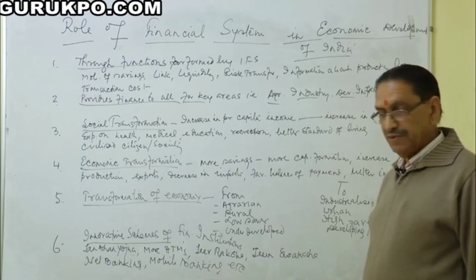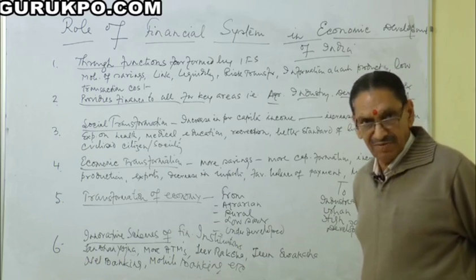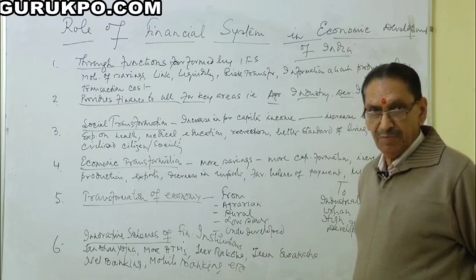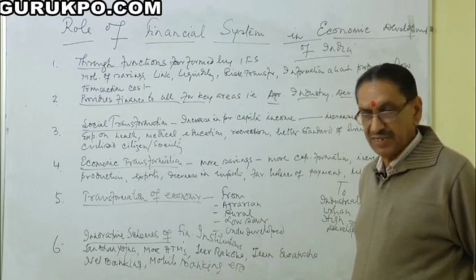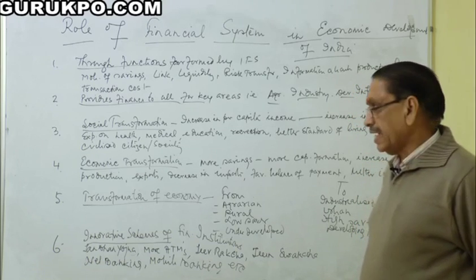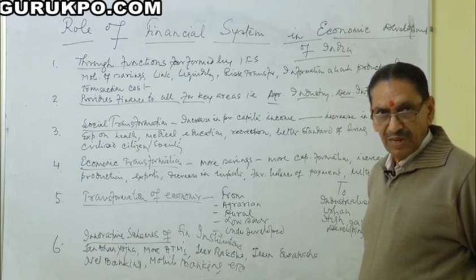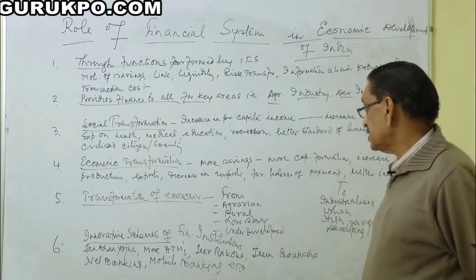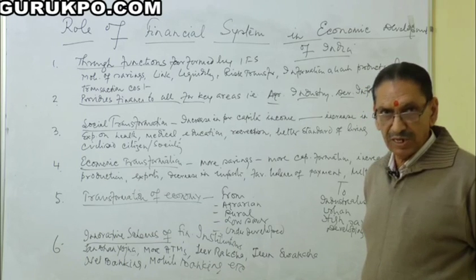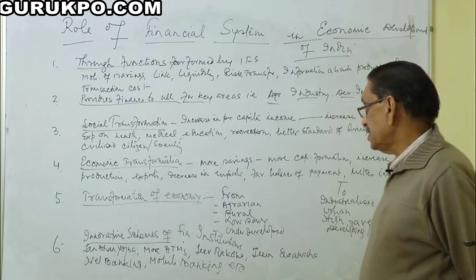The first important function played by the financial system is mobilization of savings. It is one of the important, not only important, but key function of financial system. It motivates people to save, collect these savings through various intermediary agencies like banks, insurance companies, etc., and then provides good return to them besides ensuring safety of their funds invested.